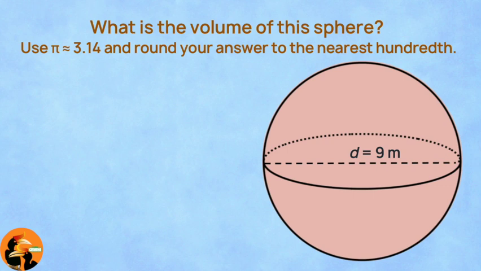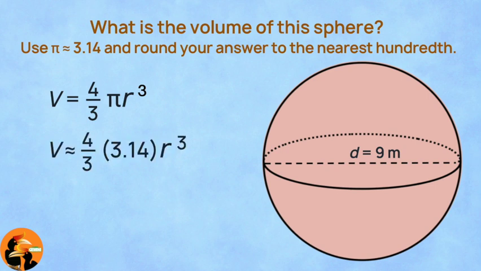This time, we are given a diameter of 9 meters. As before, our first step is to write out our volume formula, V equals 4/3 pi r cubed. Our next step is to replace pi with the approximate value of 3.14. Next, we want to plug in our radius. Since we are given a diameter of 9, we need to divide 9 by 2 to get a radius of 4.5. Now we can plug in 4.5 for r.